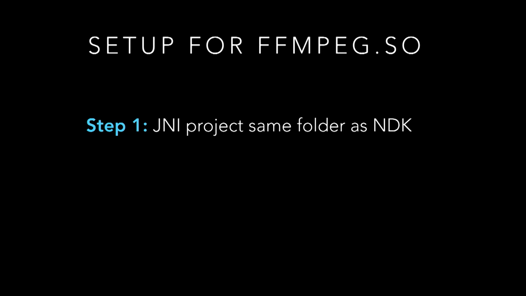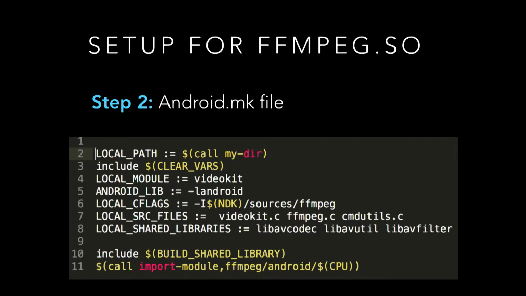The next step was to make this Android.mk makefile. This file is basically defined per library. So I had to make an Android.mk file for my JNI wrapper library, and I had to make an Android.mk file for the FFmpeg library.